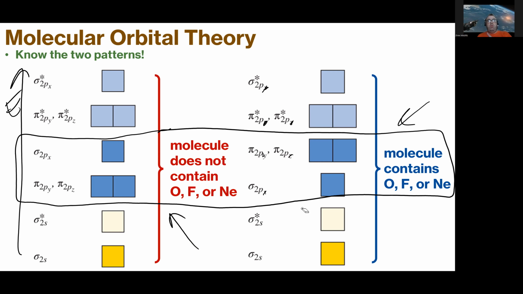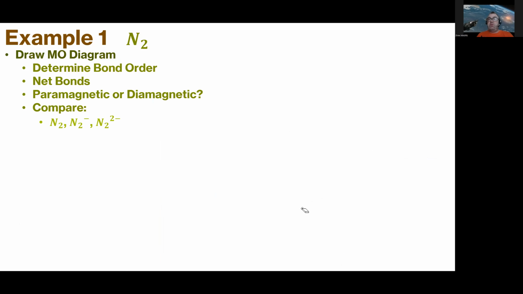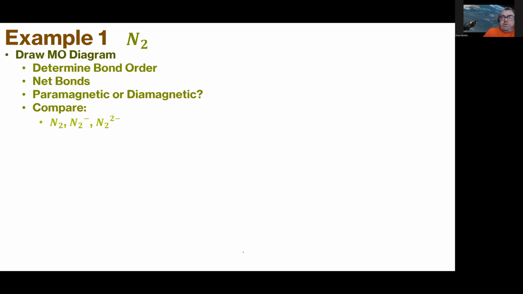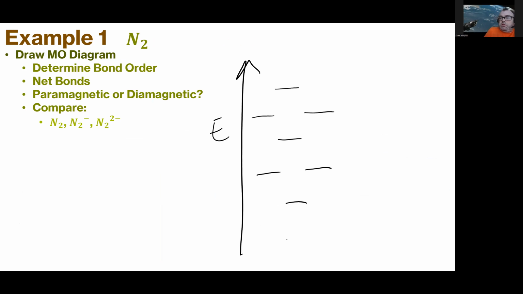All right, so let's work something. Let's look at nitrogen. We're going to make our orbital diagram. Nitrogen does not contain O, F, or Ne, so we're going to be using this pattern. You need to get in the habit of knowing what these patterns look like. There's only two ways to do it, and it depends on oxygen, fluorine, or neon. Since we're doing nitrogen, we're going to use this left pattern. And the way I remember this, draw your energy axis, right? 1, 2, 1, 2, 1, 1.